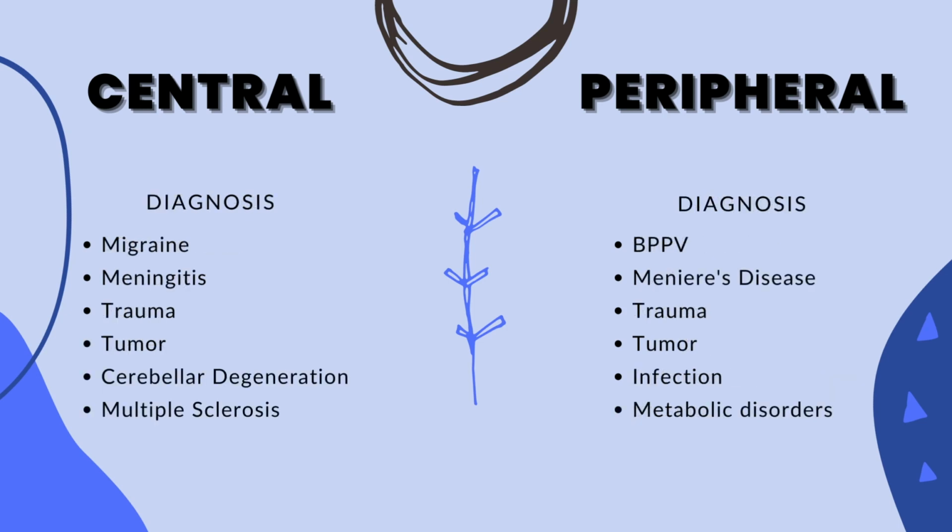And then talking about the diagnosis, central diagnoses are things like migraines, meningitis, trauma, tumor, cerebellar degeneration, and multiple sclerosis. But a lot of the ones that we're going to be talking about today are the peripheral, such as BPPV, Meniere's, infection, and things like that.